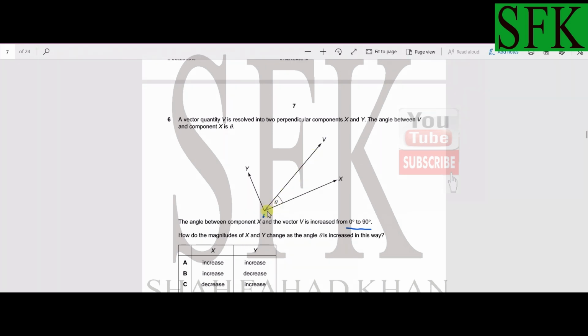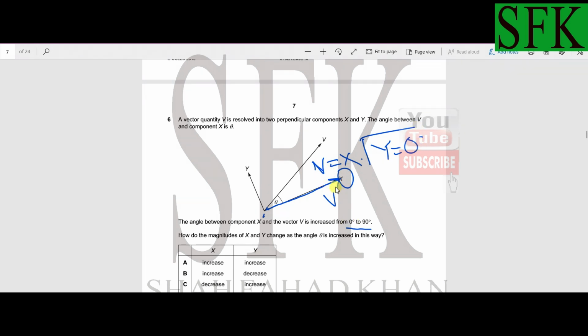If this theta is increased from 0 to 90, this would mean that initially, when theta was 0, v was actually equal to x, right? V and x were equal, and y in that case was 0.